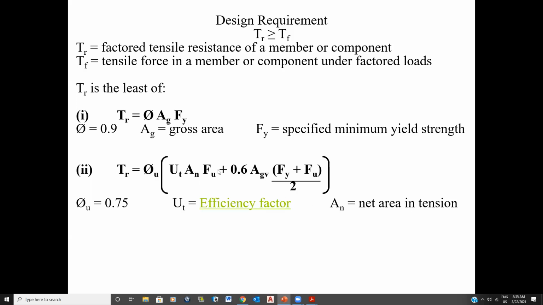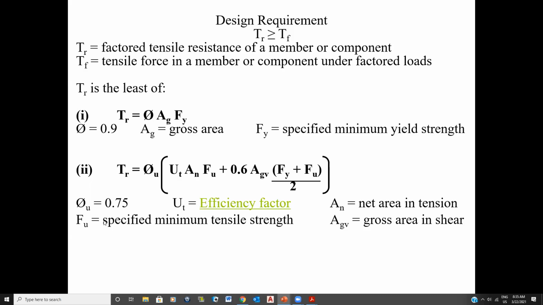FU now is different from FY. FU is the minimum tensile strength. So this is not the yield strength. In other words, this is the actual strength of the steel. If you remember those diagrams where you saw the stress strain of the steel, you had this kind of linear relationship, and then this was your Fy value, and then all of a sudden it deformed, and then it went up again, and this becomes your Fu value. In other words, this is the tensile strength of the steel.